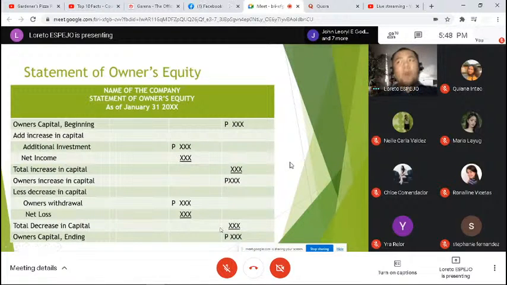Pagdating ng February 1, pag gumawa ka na ulit ng financial statement ng February, yung beginning capital mo manggagaling dun sa ending capital ng January. Okay? Kasi ito transfer mo yon. So kung wala pong beginning capital, then you can always write the initial investment ng may-ari. So initial investment, add increase in capital. Kung wala nang additional, pwede mo nang i-omit yan. Kung wala ring net income, pwede mo ring tanggalin.